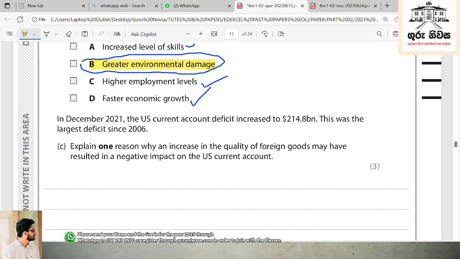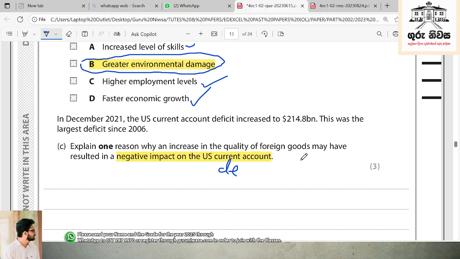Yes, sir. Explain one reason why an increase in the quality of foreign goods may have resulted in a negative impact on US current account. Negative impact on US current account means deficit. Okay. You won't write it down. A negative impact means the huge deficit. It's a very simple question, Lamai. Okay, explain one reason why an increase in the quality of foreign goods.